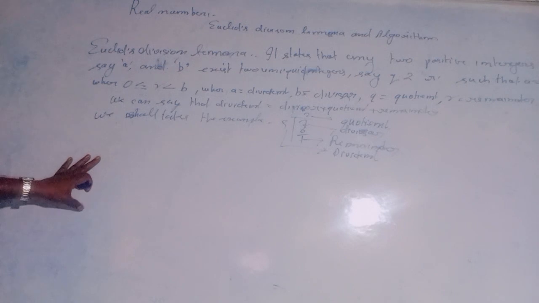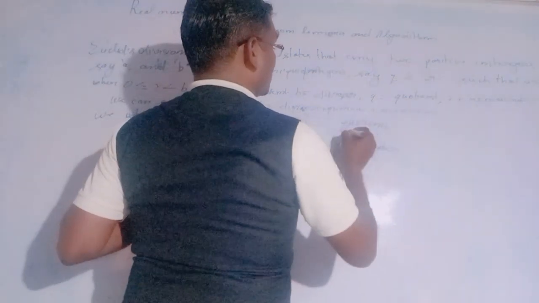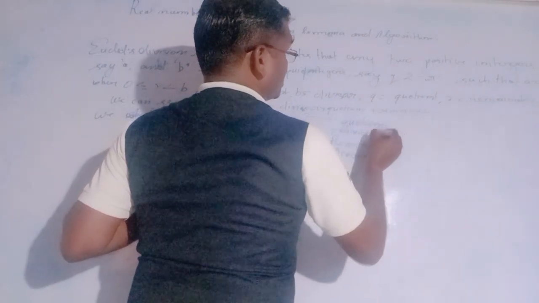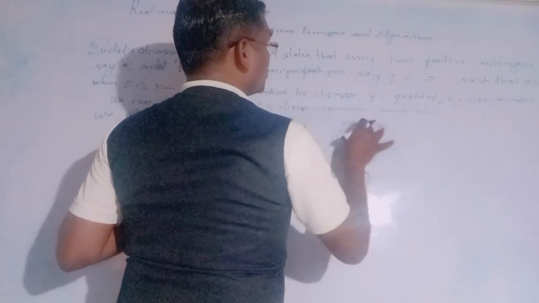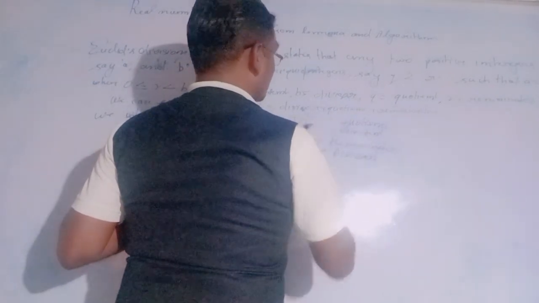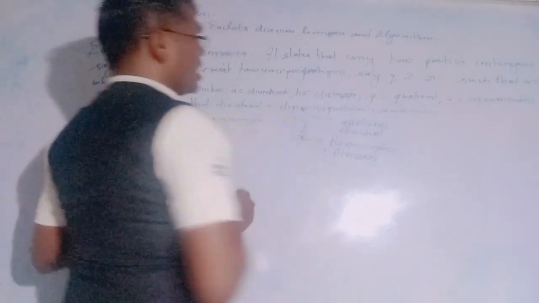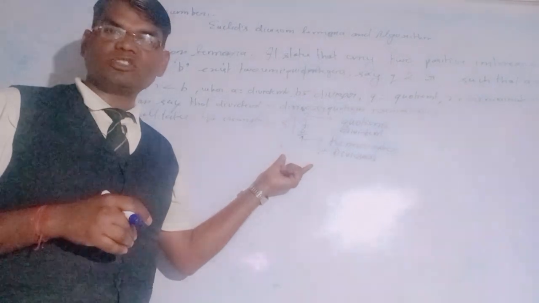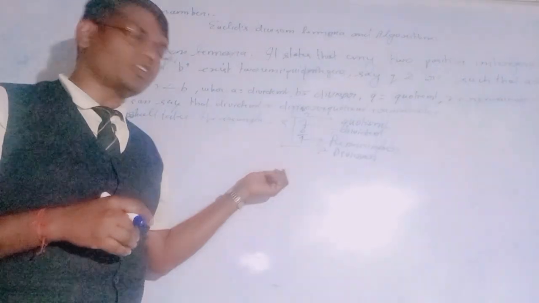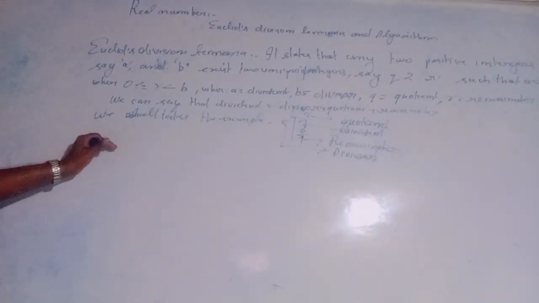So here 2 is the quotient, 7 is the dividend, 3 is the divisor, and 1 is the remainder. With the help of the example, we tried to understand which is the divisor, dividend, quotient, and remainder. Now it is used according to the above formula.